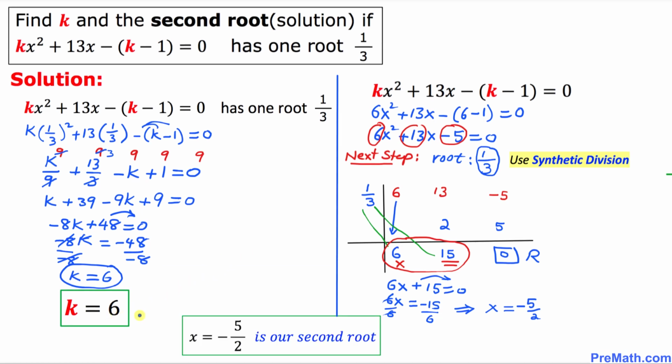So thus k equals 6 and x equals negative 5 over 2 as our second root are our final answers.